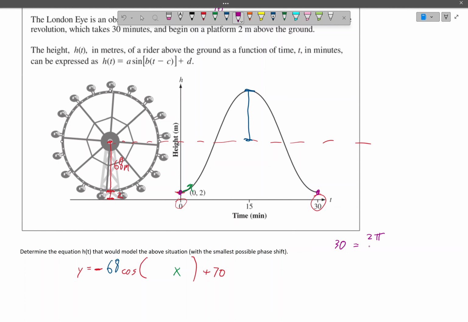So 2 pi over b. And so we need to just solve for b. So it's 2 pi over 30. And so we get pi over 15 as our b value.